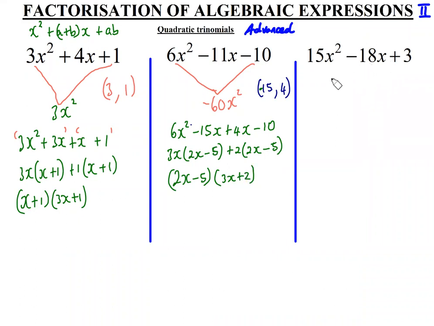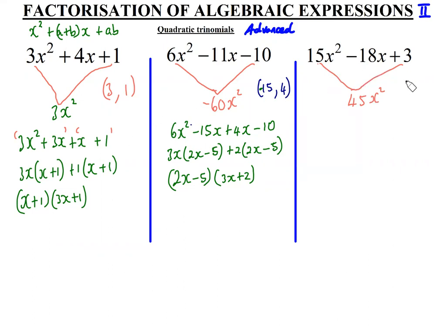Okay, let's have a look here. What we are going to do, we're going to remember, when we take out, we multiply the first and the last. 15 times 3 is 45. So you've got 45x squared. Now you look for the factors of 45. You multiply them, they give you 45. You add them, they give you negative 18.